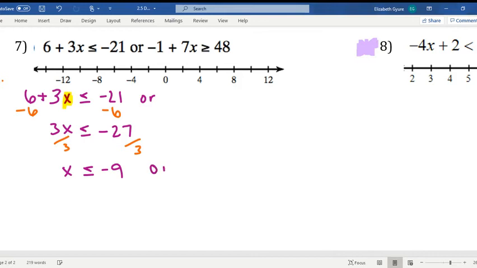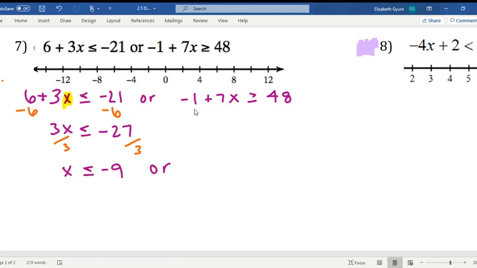Now drop down your or, and we are on the right-hand side now. We got negative 1 plus 7x is greater than or equal to 48. So Hannah, back to you then. What do we do first on this one? What do we have to do with the 1 first? We will divide by 7, but we'll do that second.